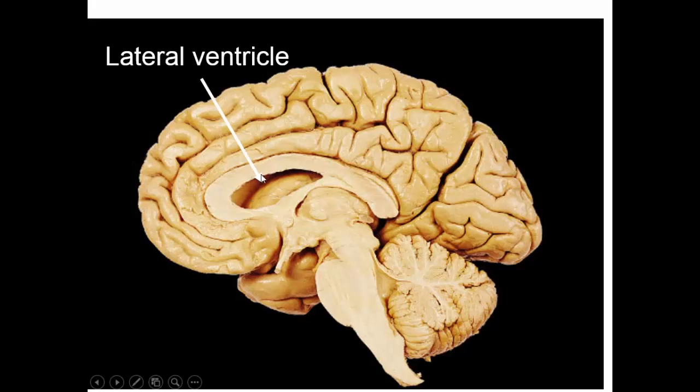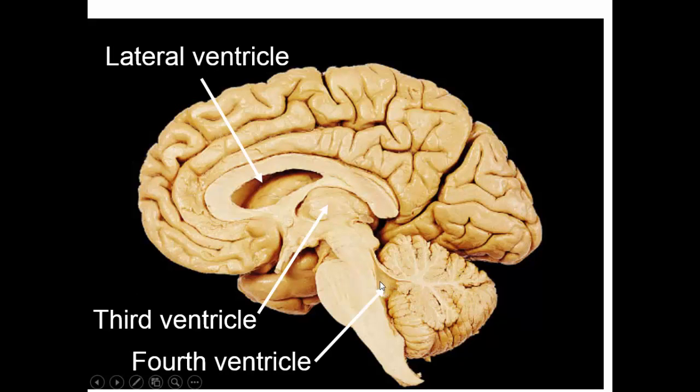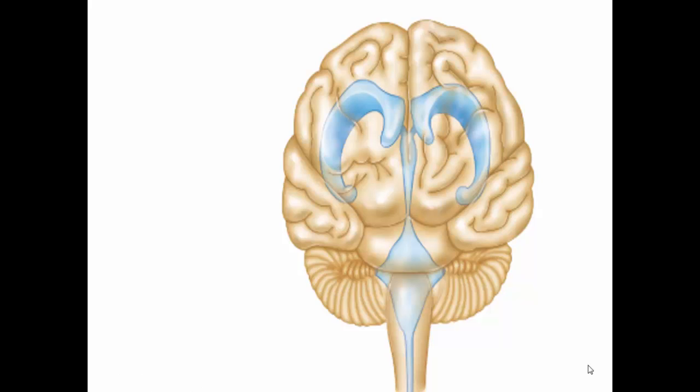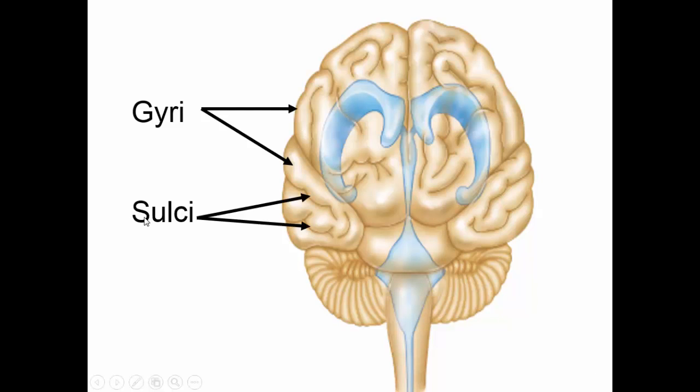Here we can see the opening to the lateral ventricle. Here is the space where the third ventricle would be, and then here is the location of the fourth ventricle. The brain is divided into right and left halves, or right and left hemispheres. So here we see the right side, and this is the left side. The cerebrum shows folds and shallow grooves. The folds are the gyri, a singular is gyrus. The shallow grooves are the sulci, singular would be sulcus. Now some of the grooves are deeper, and these are known as fissures.